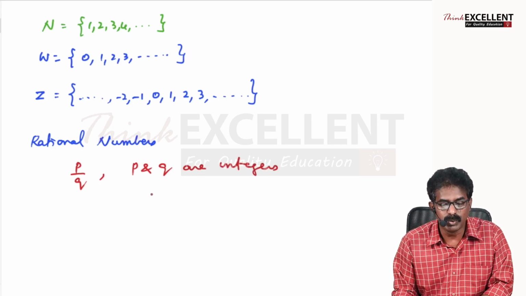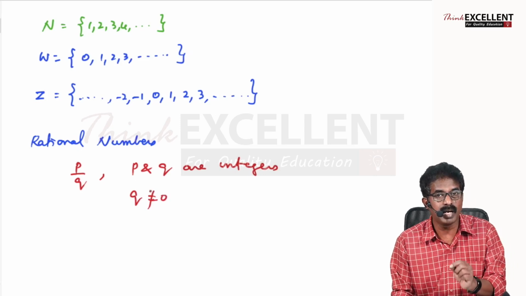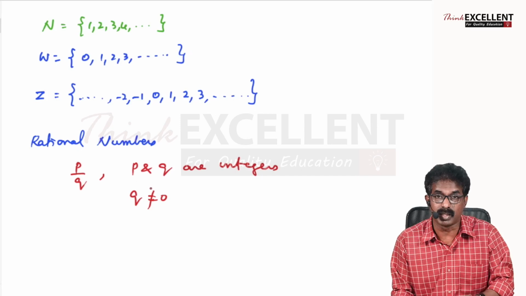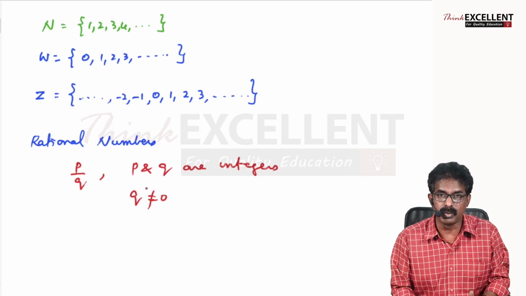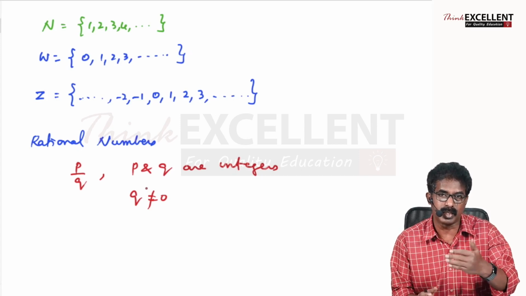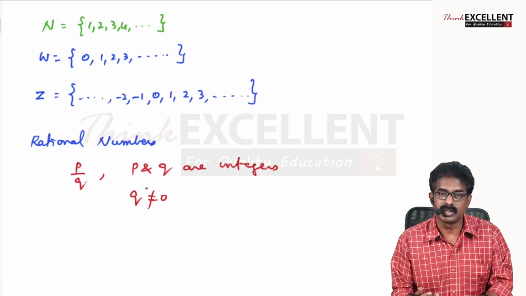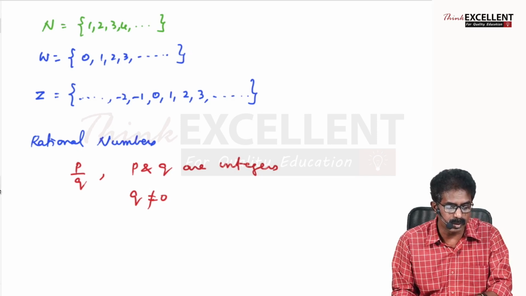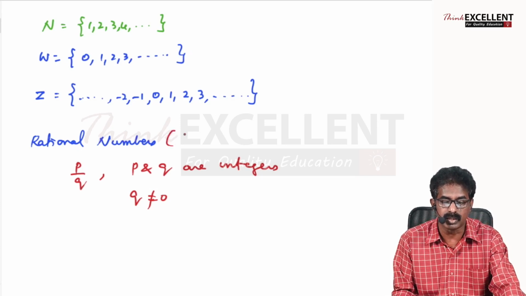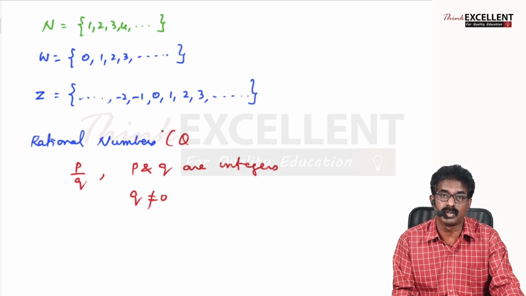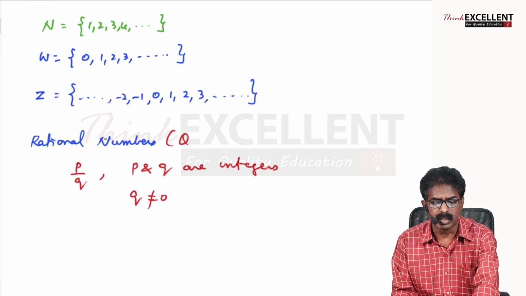One more condition: q not equal to 0. q means the denominator. If the denominator is 0, what happens? Something by 0 is not defined. So a rational number means numbers of the form p by q, where p and q are integers. Numerator one integer, denominator one integer, but the denominator is not equal to 0, a non-zero integer. Such numbers we call rational numbers, and the set of rational numbers we denote as Q.